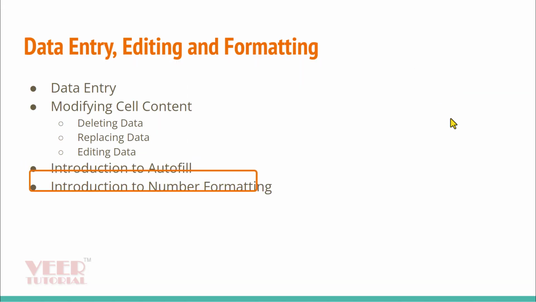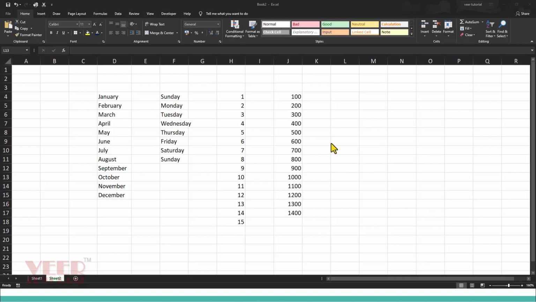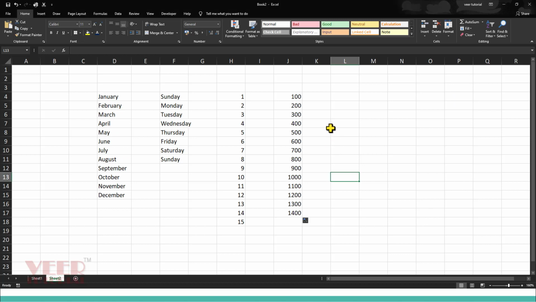Now we are moving to our next topic, which is introduction of the number formatting. Let me open the Excel first. So number formatting is to display the numbers in different formats available in the Excel. First we will discuss about the available default formats. So you have to select a cell or a range of cells to do the formatting.